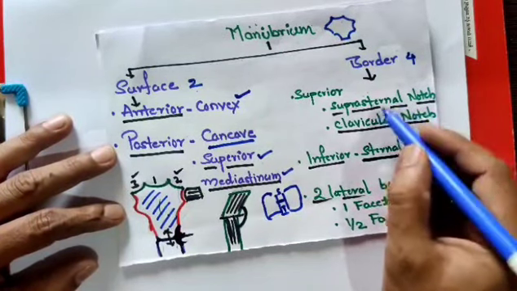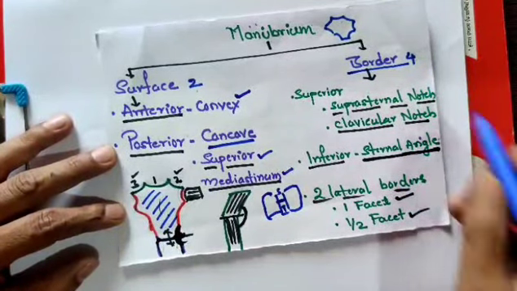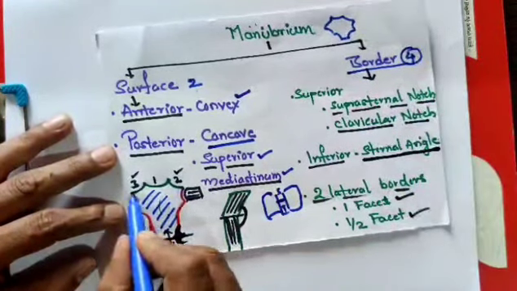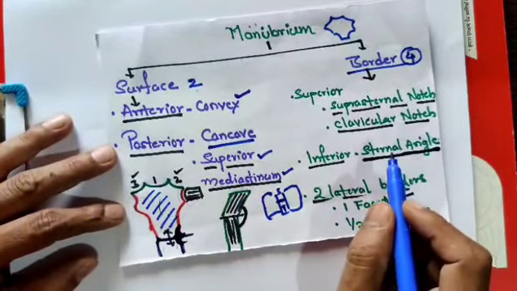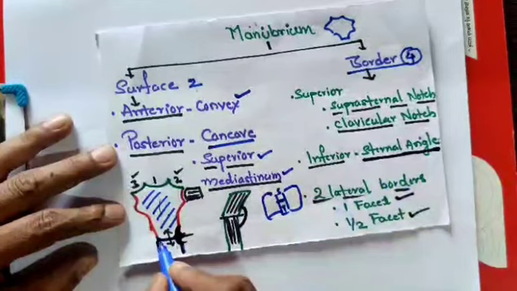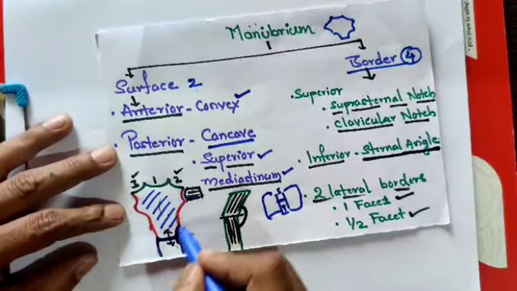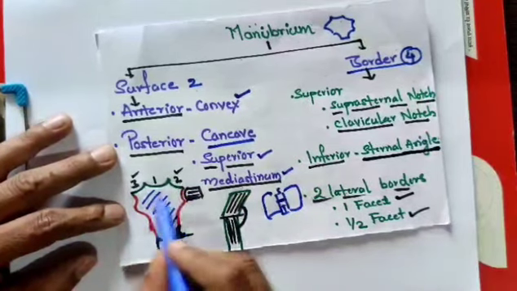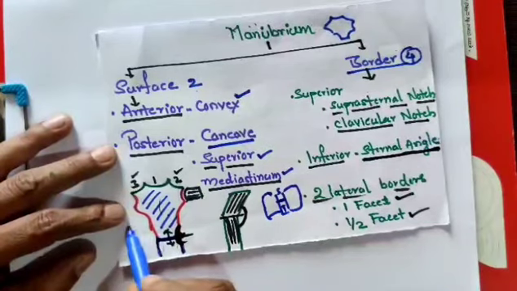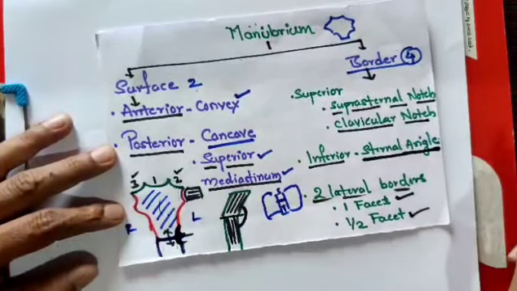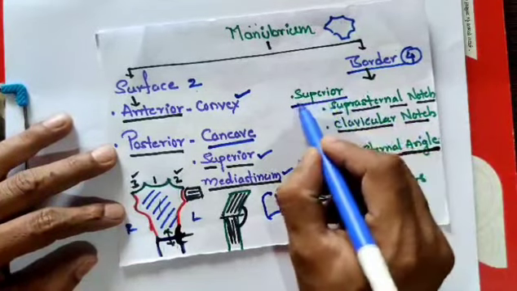So next we are going to discuss the borders. This manubrium presents 4 borders. One is the superior border. The green color border is the superior border. The blue color line is the inferior border, and the red color lines are the lateral borders. It means one superior border, one inferior border, and 2 lateral borders. One is the right lateral, another one is the left lateral.